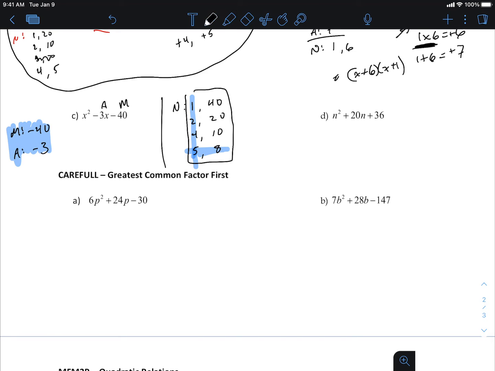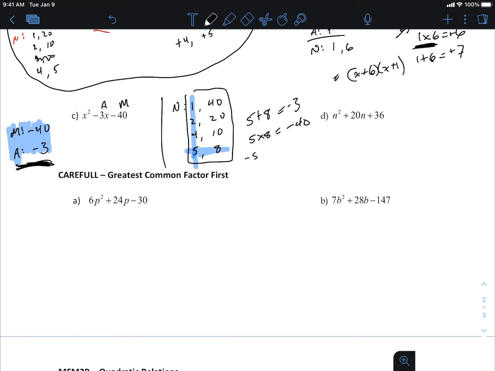The problem is, as it stands right now, 5 plus 8 does not equal -3. But 5 times 8 also doesn't equal -40. I need to make it equal -40. Well, how do I do that? I can make either of these two negative, right? And then it would be fine. But keep in mind, I can make only one of these negative.